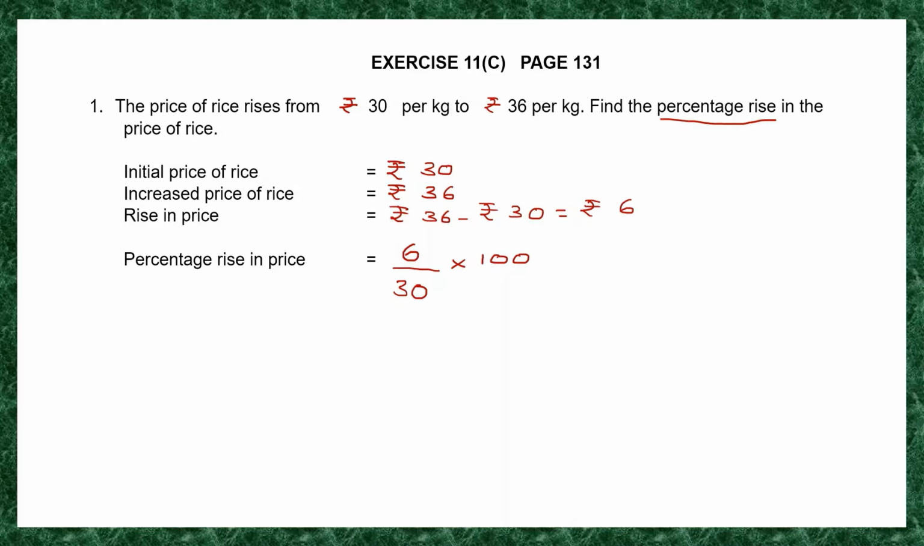So let's do our cancelling. So 1 0 there and 1 0 here. We can cancel 3 and 6. 3 ones are 3, 3 twos are 6. Okay, that's it. We can't cancel anymore. So let's do our multiplication. 2 tens are 20. So the percentage rise in the price of rice is 20%. So the percentage rise is 20%.